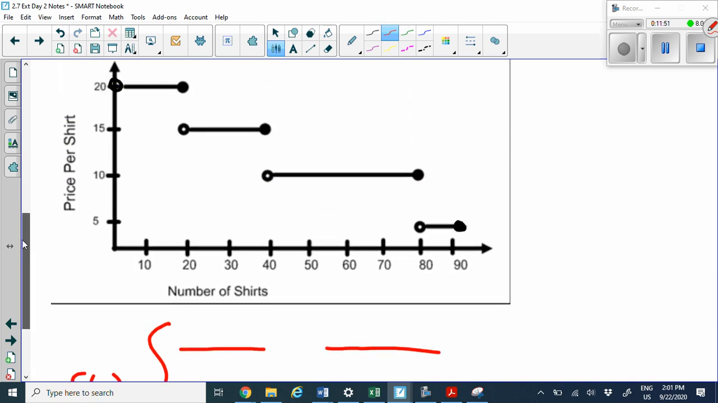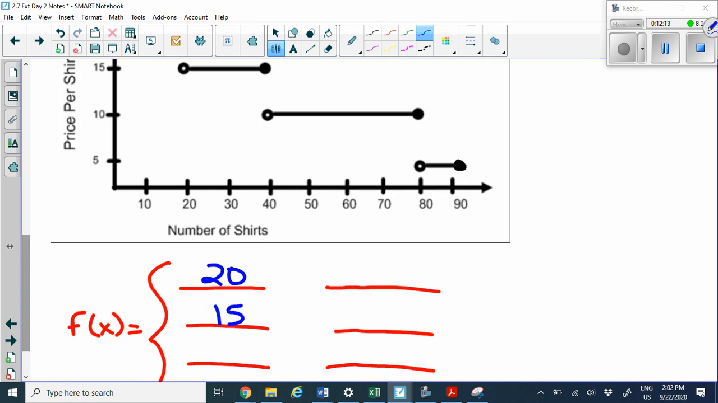Now the nice part is these are horizontal. So remember how we write our equations when they're horizontal. They are constant, so they're just whatever the y value is. So for the first one, the y value is at 20. So that's going to be our equation, 20. The next one is going to be 15. That will be our equation there.